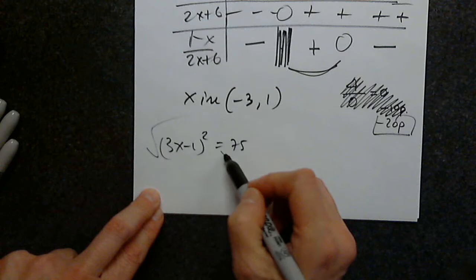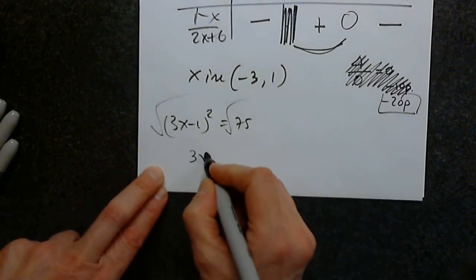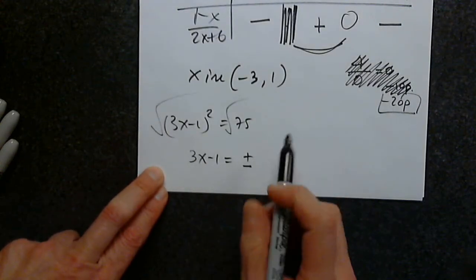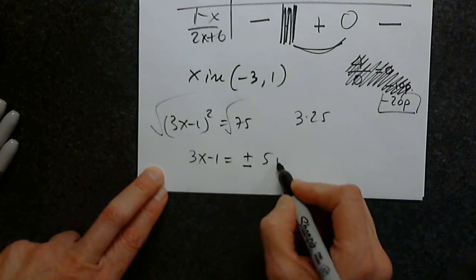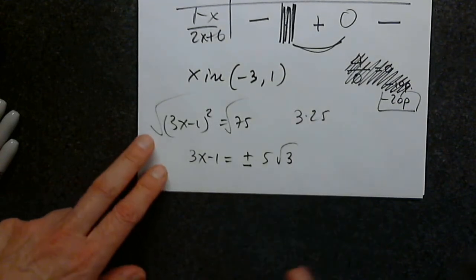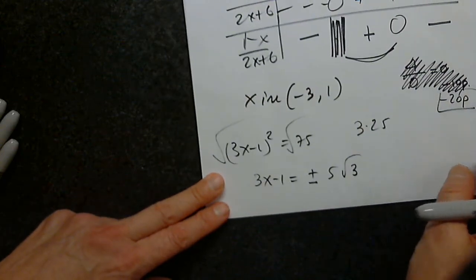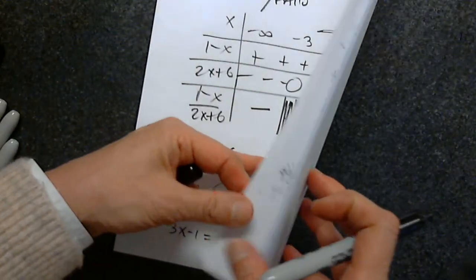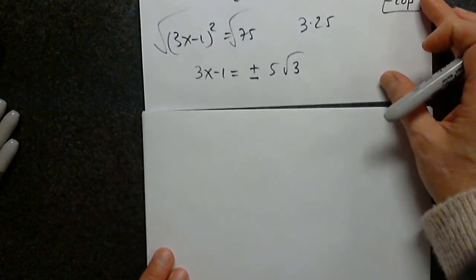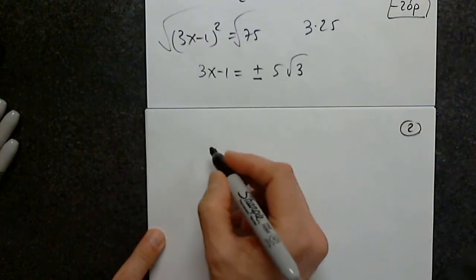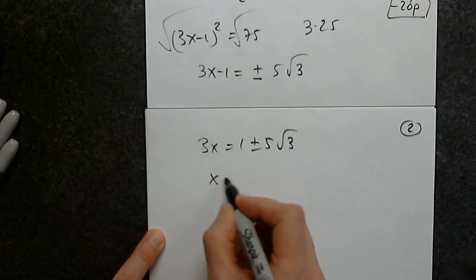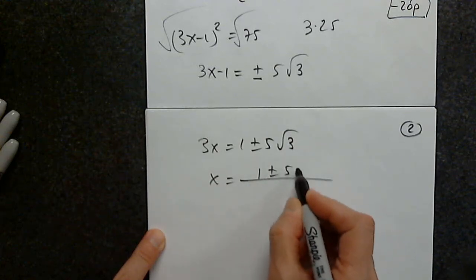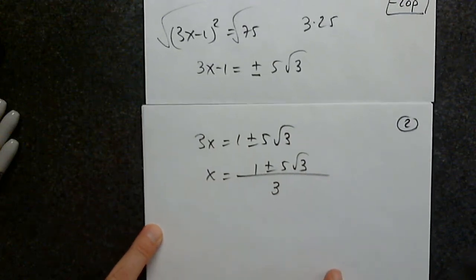Of course, it's already set up. So this is 3x - 1 equals plus or minus the square root of 75. Remember, this is 3 times 25. So this is 5 the square root of 3. Therefore, we will have to add 1 and divide everything by 3. So 3x = 1 plus or minus 5 the square root of 3, and x = (1 plus or minus 5 the square root of 3) over 3.